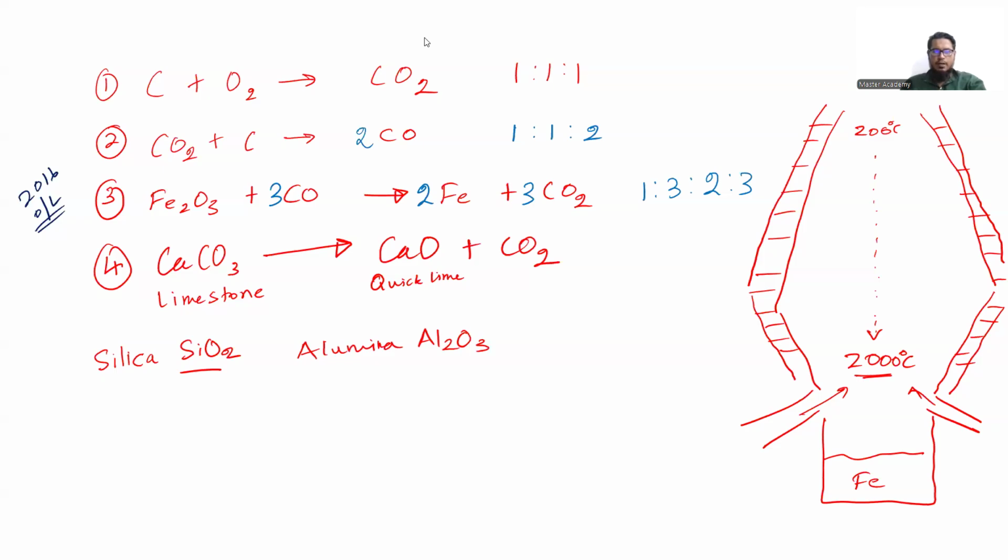Do we have to memorize this? Yes. There is a pattern. Carbon to carbon dioxide. Carbon dioxide to carbon monoxide. Carbon monoxide reacting with hematite to form pure iron. And then this limestone equation, you have studied it in many places, even in chemical decomposition, production of carbon dioxide. Those places also we have discussed.